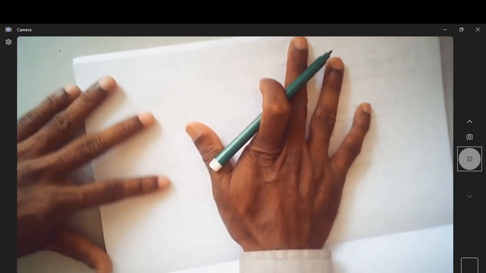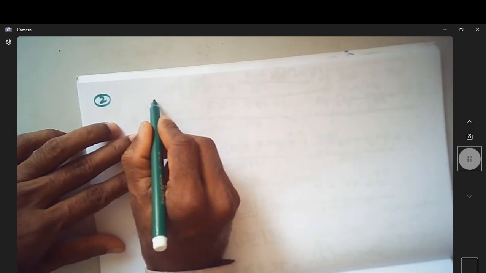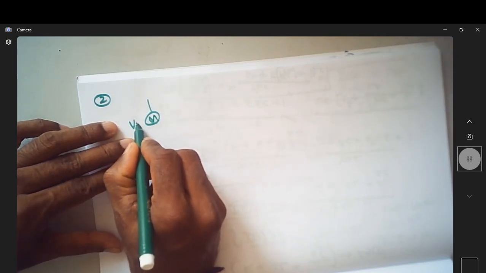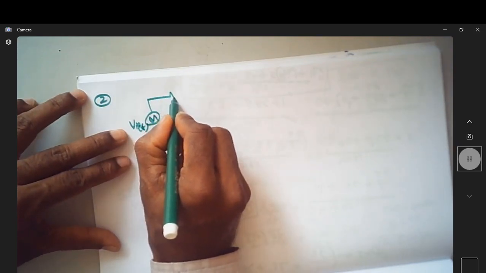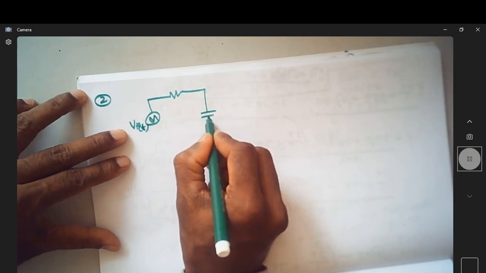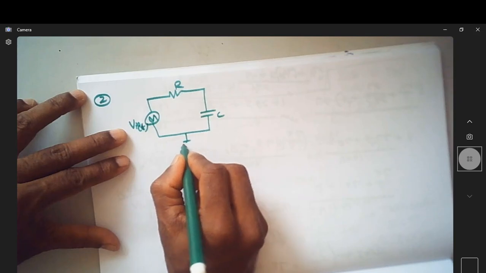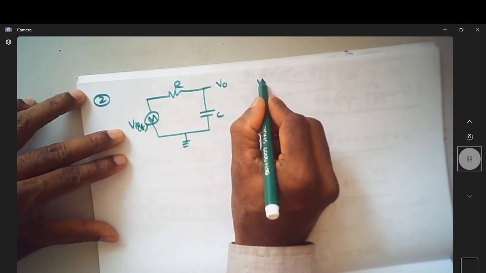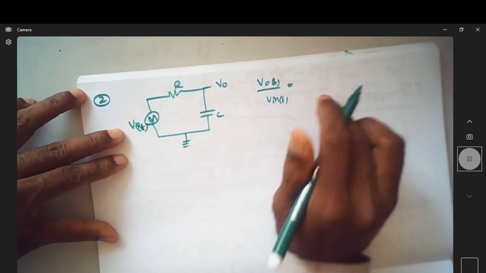Similarly, let us try to find the transfer function of some other electrical system. So the second system, let us take a very simple one. This is V in of t, this is a resistor R, and this is a capacitor C. Of course, this is V0. Our intention is to find V0 of s by V in of s. We want to get the expression.